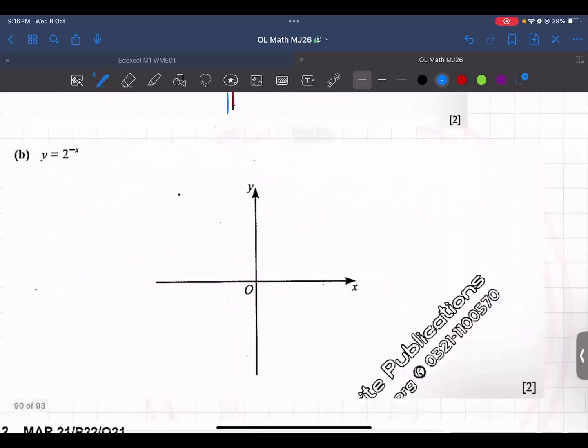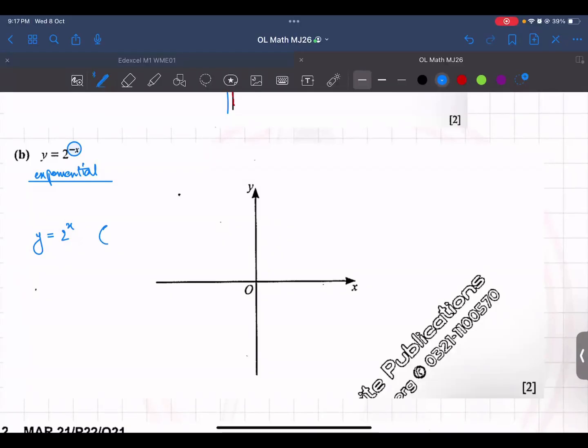Now this one, just by looking at the equation y is equal to 2 power negative x, you can say that this is an exponential graph, because you can see that the variable is in the power. And then the problem is that your variable is negative. Now you had two types. If this would have been y is equal to 2 power x, this is the usual one that we have been doing.